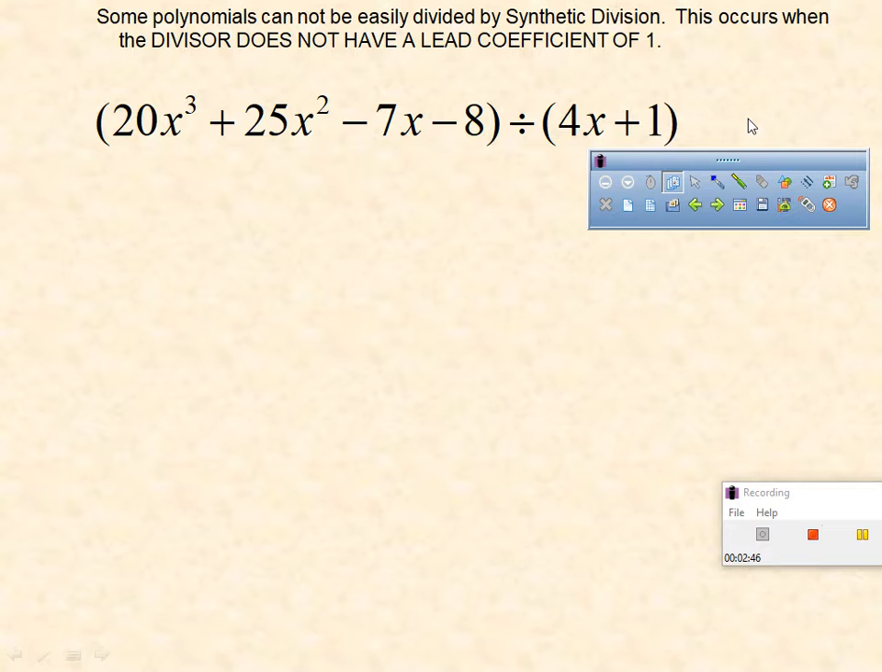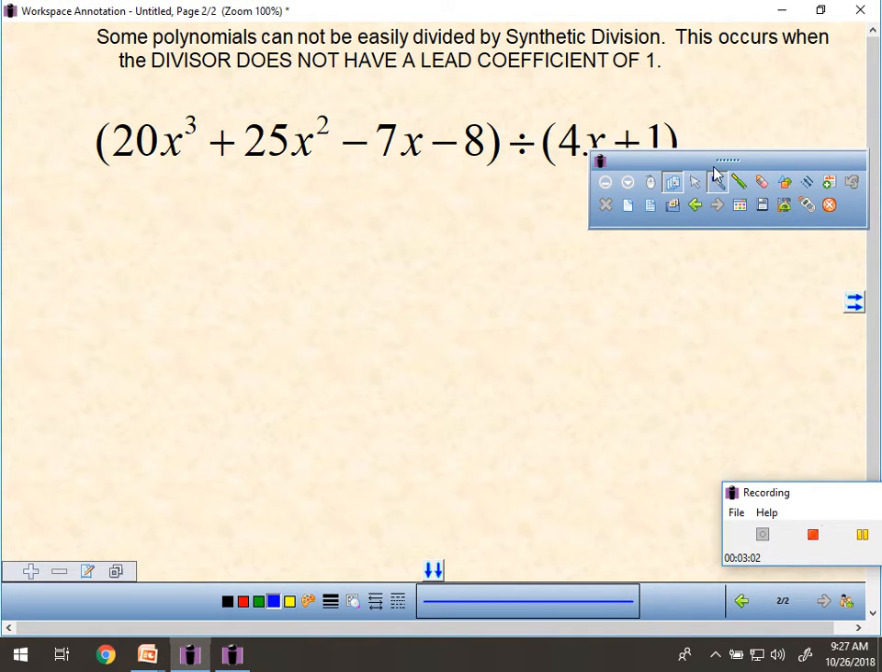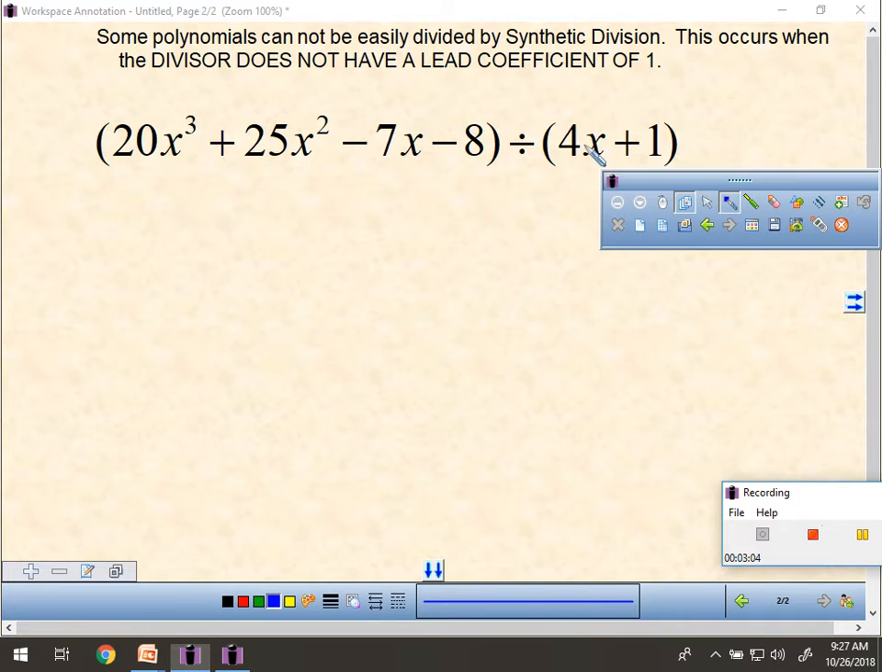Okay, all right, so just by looking at it, it looks harmless enough. It almost looks like the warm-up, but there's one very different thing that's important, and look at the divisor. If you look at the divisor right here, this is dividing by 4x plus 1. And the reason why I can't do synthetic division of this easily is because of that pesky little 4 right there. In order for me to do synthetic division, my leading coefficient of my divisor has to be 1.